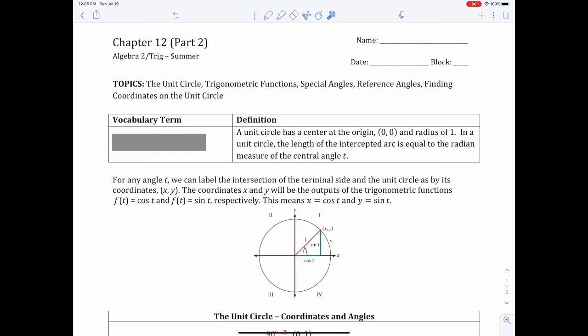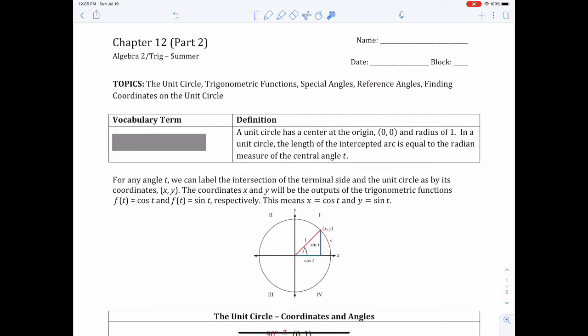This lesson will cover part 2 of chapter 12 of our Algebra 2 Trig summer course. We'll be diving deeper into trigonometry today, first talking about the unit circle and then finding coordinates on the unit circle, trigonometric functions, special angles, and reference angles.